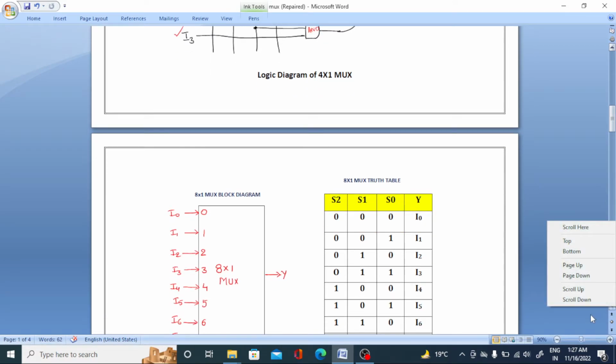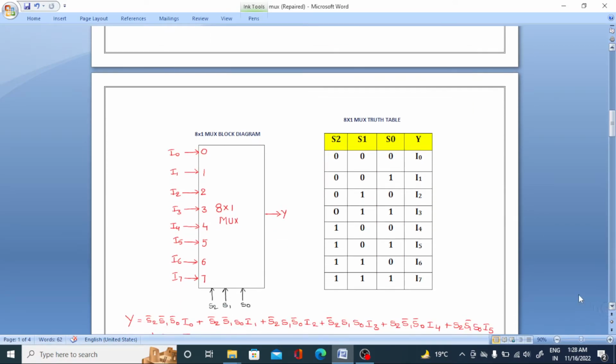This is the 8x1 multiplexer. I told you, 8x1 means all these are the inputs and this is the output. You can observe here I0 to I7 are the inputs, and Y is the single output. Mux means single output, many to 1. You can also call it a many to 1 data selector. So here 8x1, we can represent as 2 power 3.